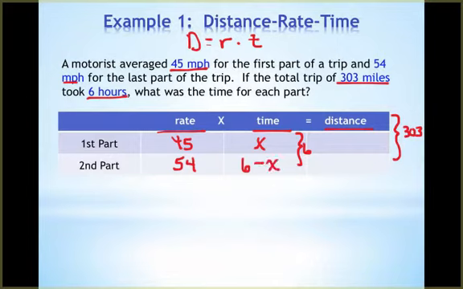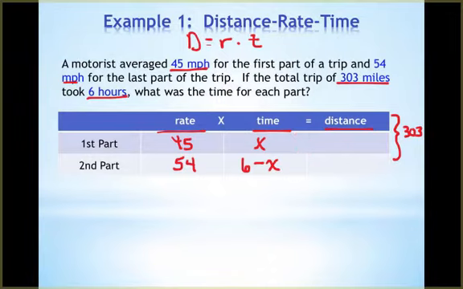In terms of numbers, let's say the first part of the trip took 2 hours, then the second part would take 6 minus 2, which would be 4 hours. And if the first part took 5 hours, then the second part would take 6 minus 5, which would be 1 hour. Now, to get distance, remember that we multiply rate times time.